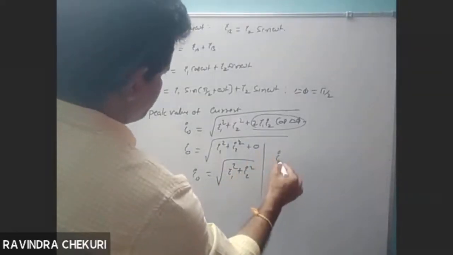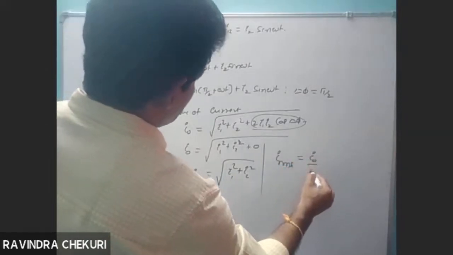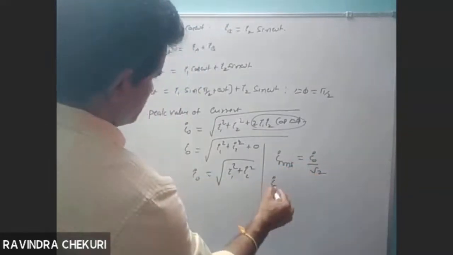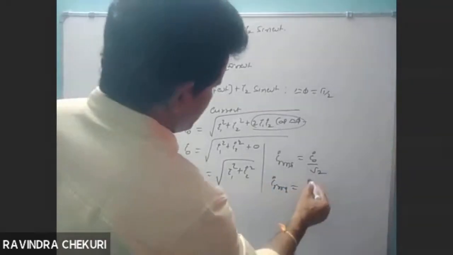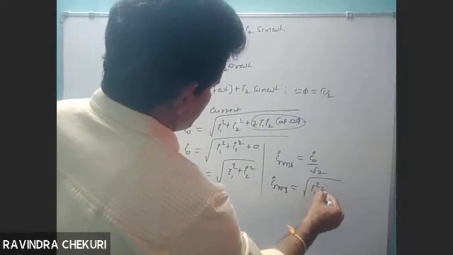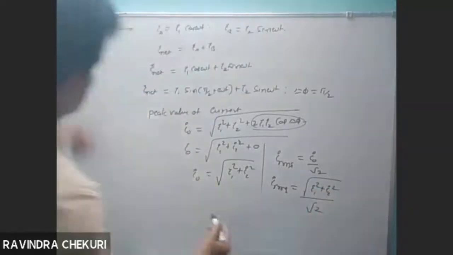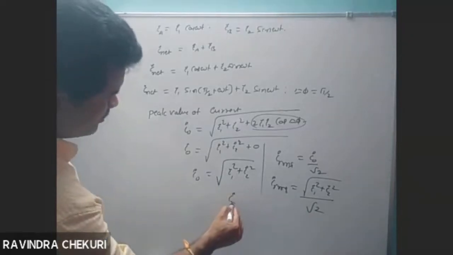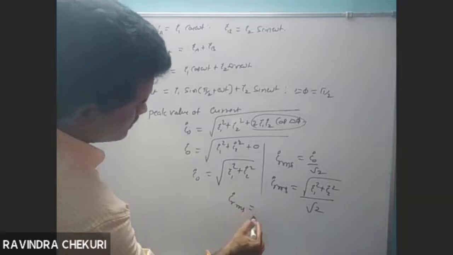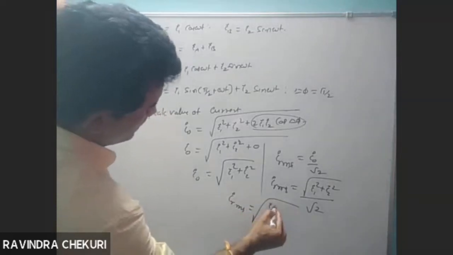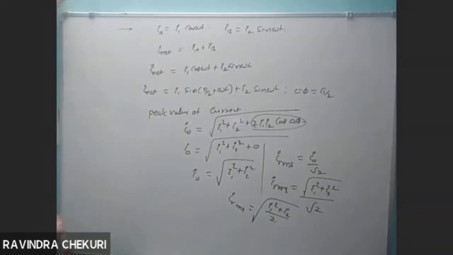I RMS is equal to I naught by root 2. So what is I naught? Square root of I1 square plus I2 square, by root 2. So I RMS is equal to square root of (I1 square plus I2 square) by 2.